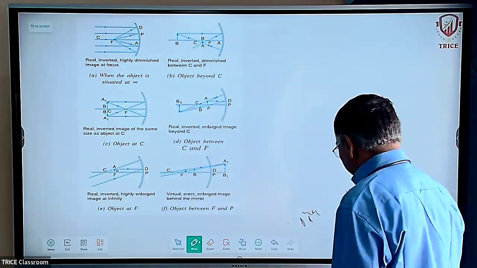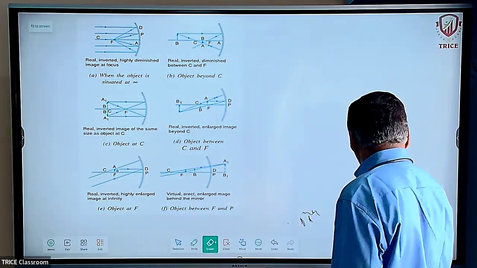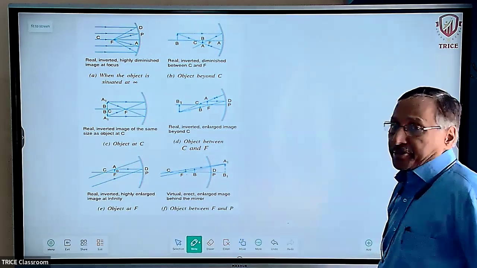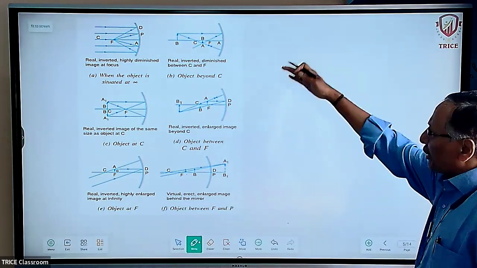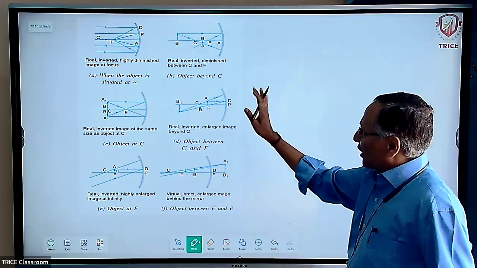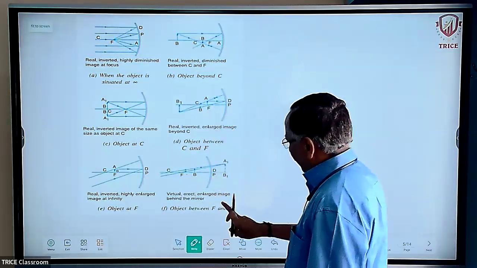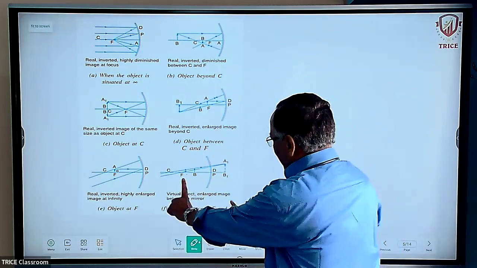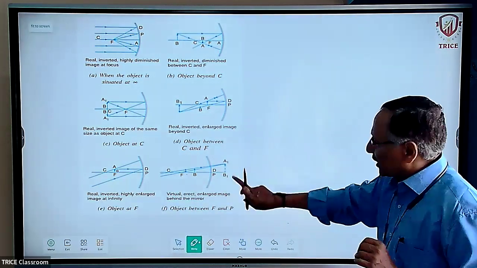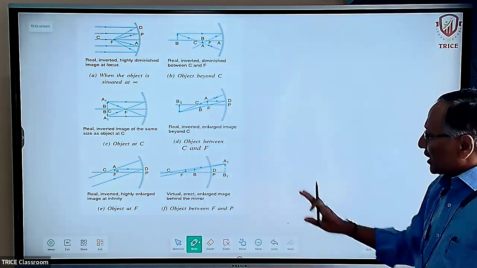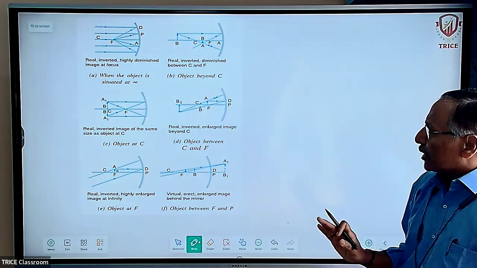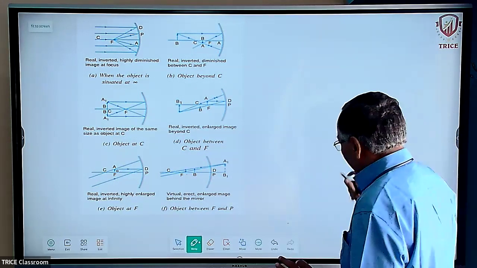All right. Now, what are the uses of these concave mirrors? I have seen this, is it not? Different positions of images, different nature of images. In all the cases, we have real inverted, except for this position. When the object is placed between focus and pole of the concave mirror, you get a virtual image, a large image. Except for this, in concave mirrors we have inverted images. All right.